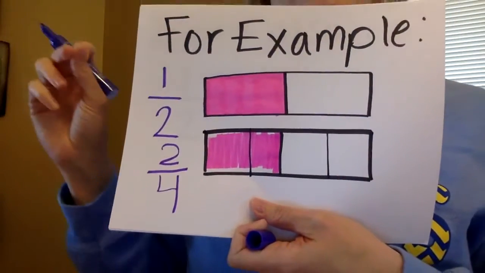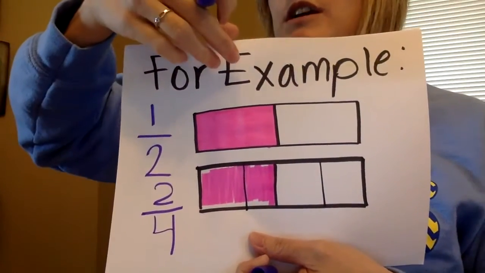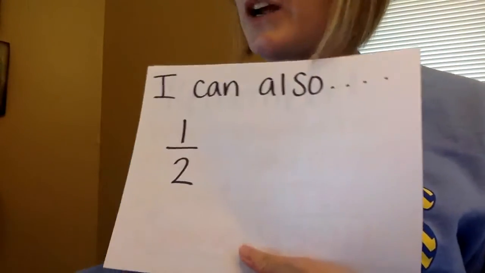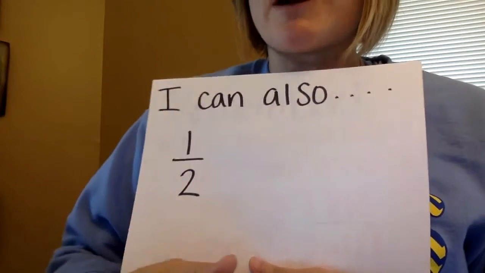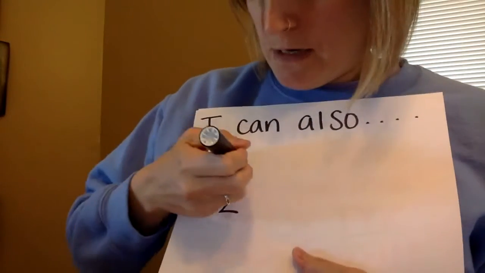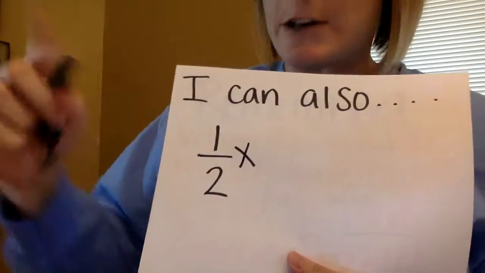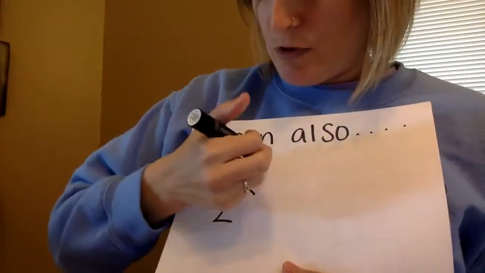Now, instead of doing a drawing, I can also use a multiplication method. So if I think about the fraction 1/2, if I split that one unit fraction, this is a unit fraction 1/2, in half, I would multiply it by 2.